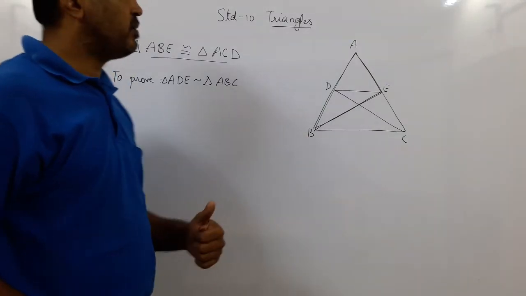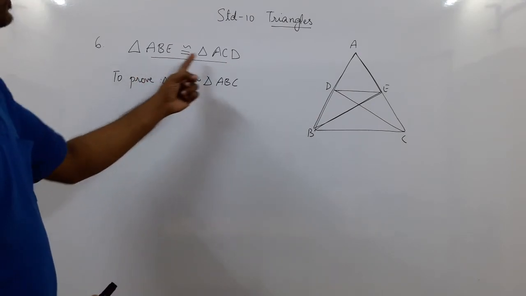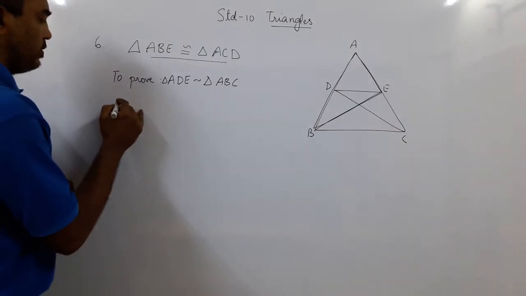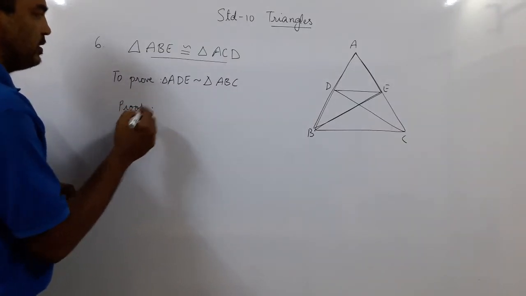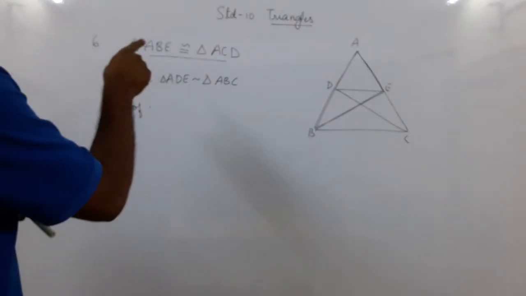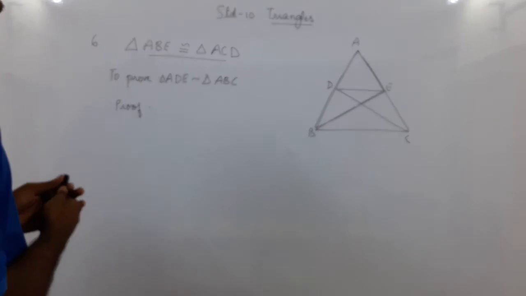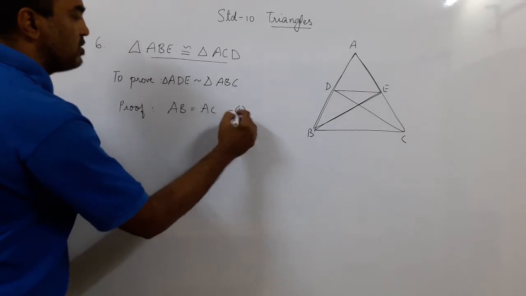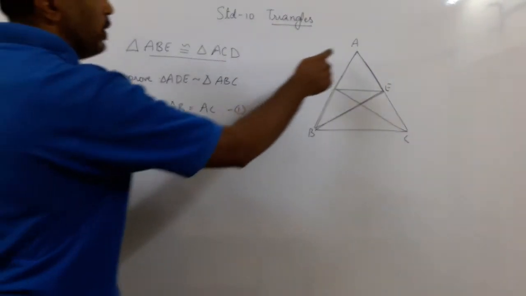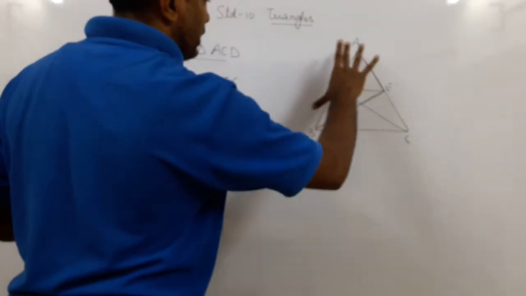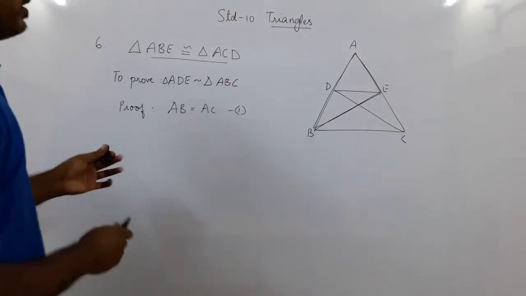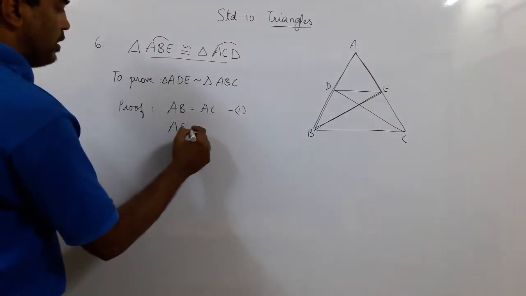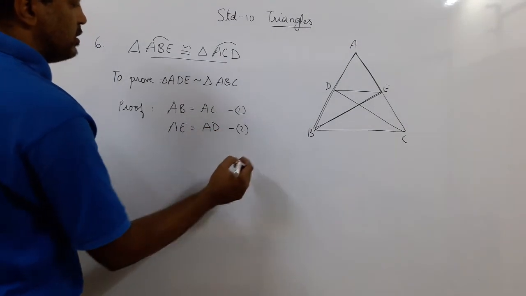So what is the something else we can think of is, first of all, this is given congruent. So because they are congruent, in the proof, what we can write is that ABE is congruent to ACD would mean AB equal to AC. This is result 1. Because the two triangles are congruent, AB is congruent to AC. And also AE is congruent to AD, that is result 2.